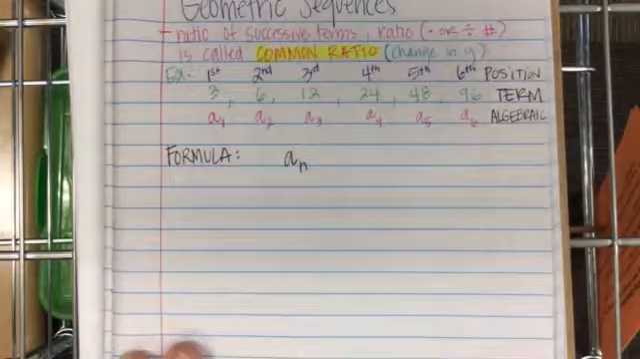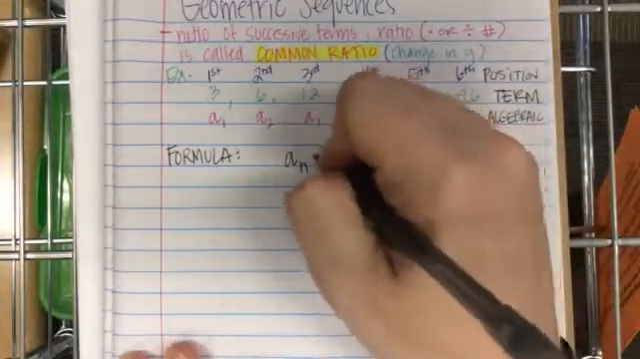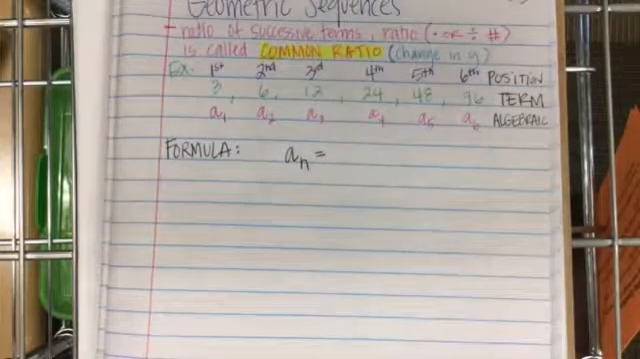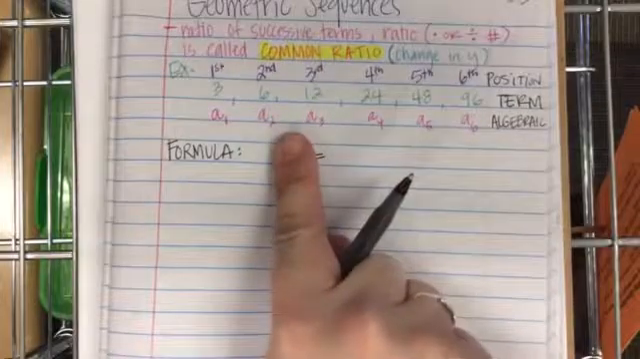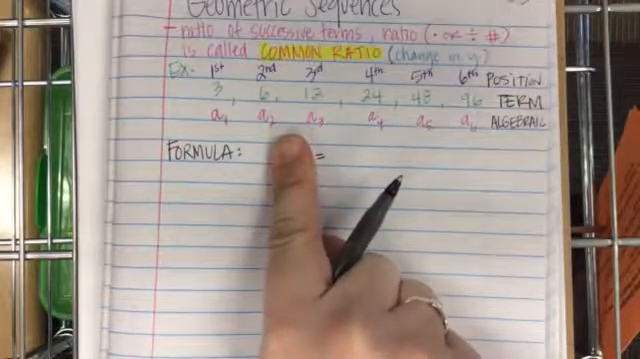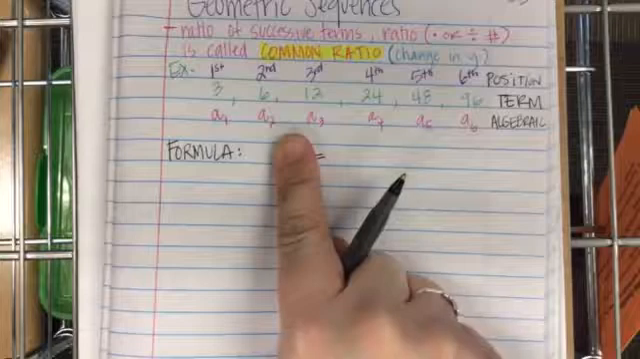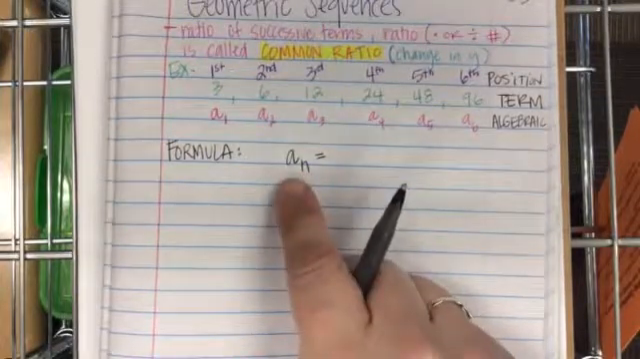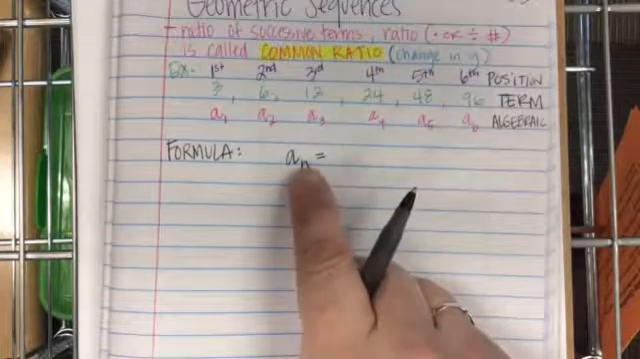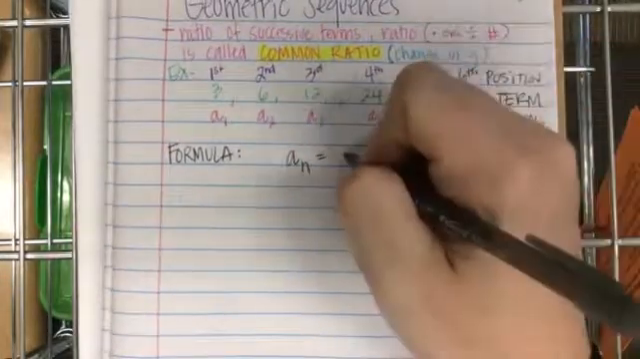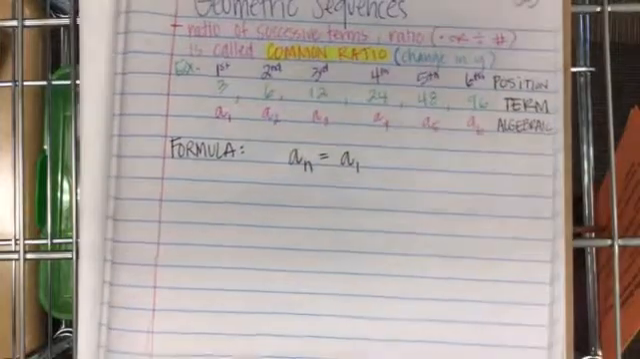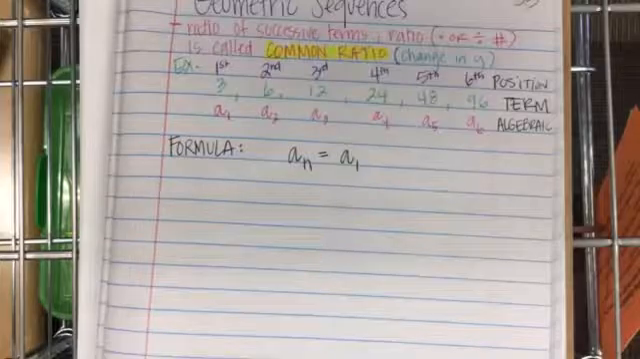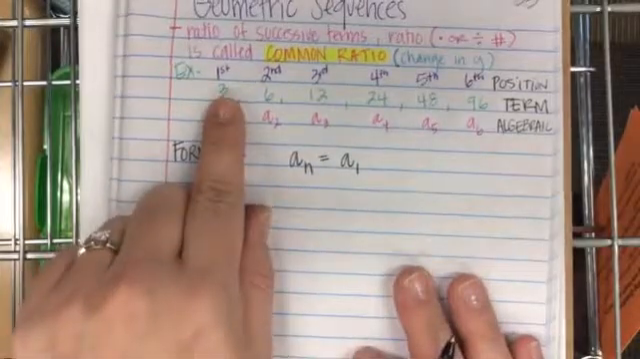A N equals. Now, some people have a hard time when I put A N. So what could you put there? X or Y or f of x, right? Anything. That's just the answer, the number that we're looking for. A1, what does that represent? The first position, the first number. So in this problem, it would be 3.